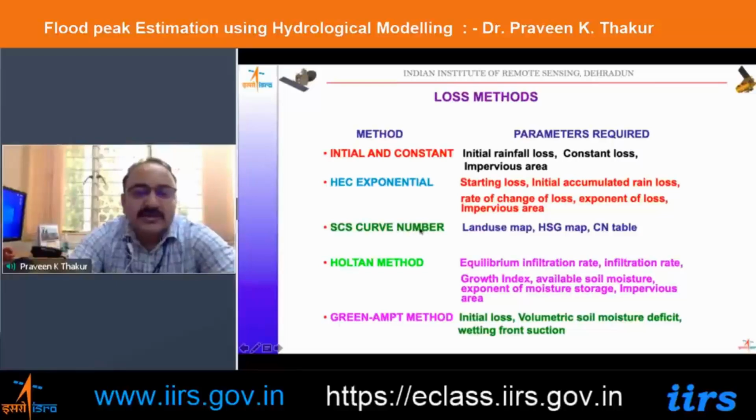SCS curve number is most commonly used. For that, we do this in the GIS preprocessor only, by making use of land use land cover and HSG, which is further used to get the curve number. Similarly, if you have good soil data, you can utilize the Horton method and the Green-Ampt method also.